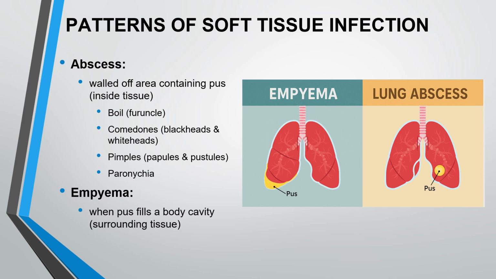And empyema, however, is different. This occurs when pus fills a body cavity, not tissue. For example, the pleural space around the lung. So an abscess equals pus in tissue, and an empyema is pus in a space. That distinction is very important for diagnosis, treatment, and specimen handling.